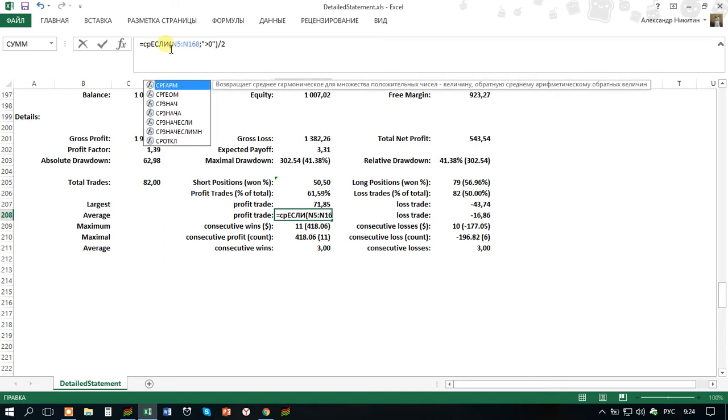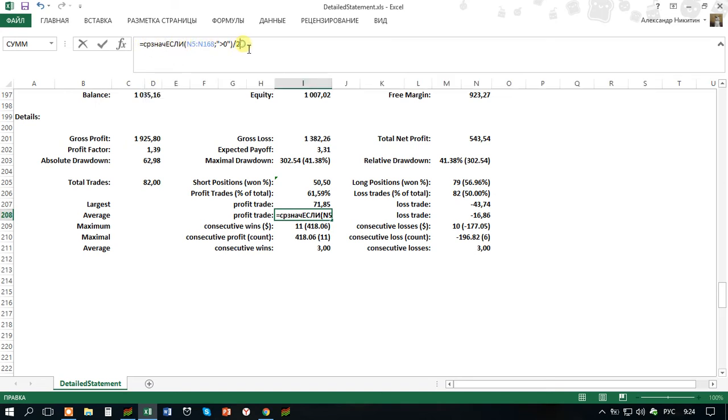average if. This means that let it find the average of those within this range that are more than 0. No need to divide by 2. Okay, the average profit trade is 24.65. It should be 65 here. Is 19, and yes, it should be N2 to 65, 19. Okay, perfect.